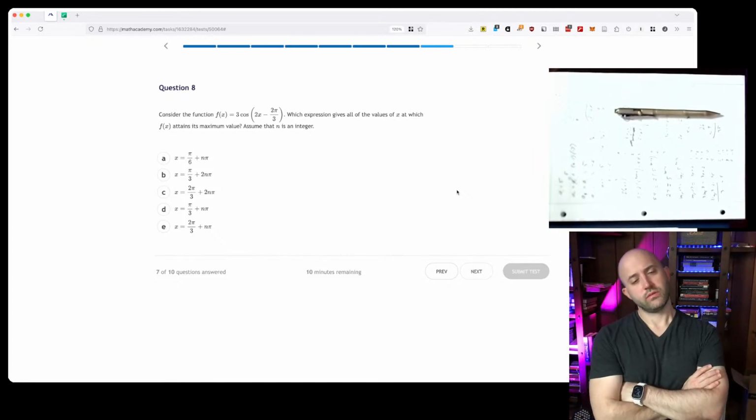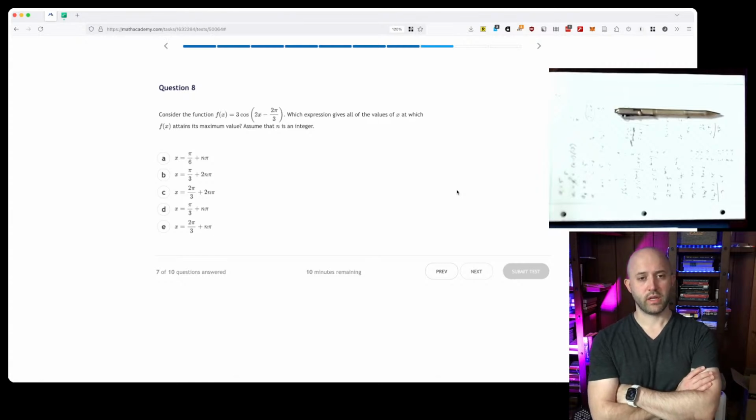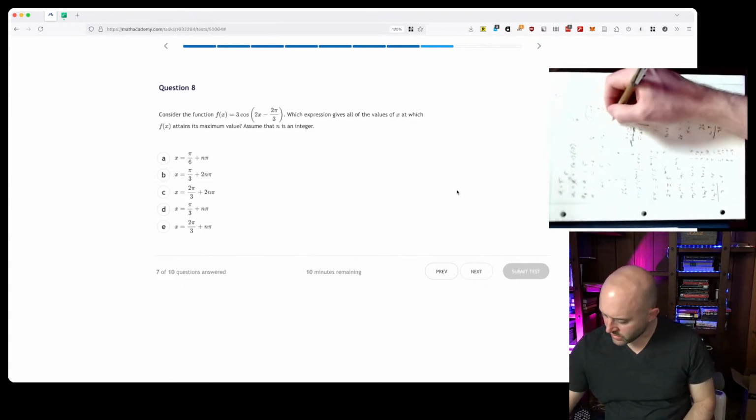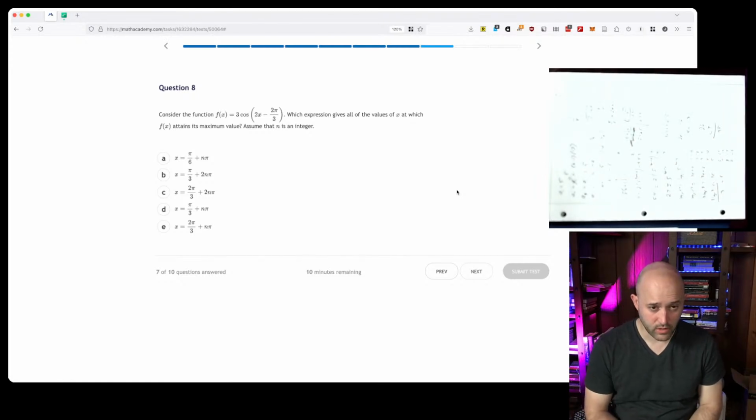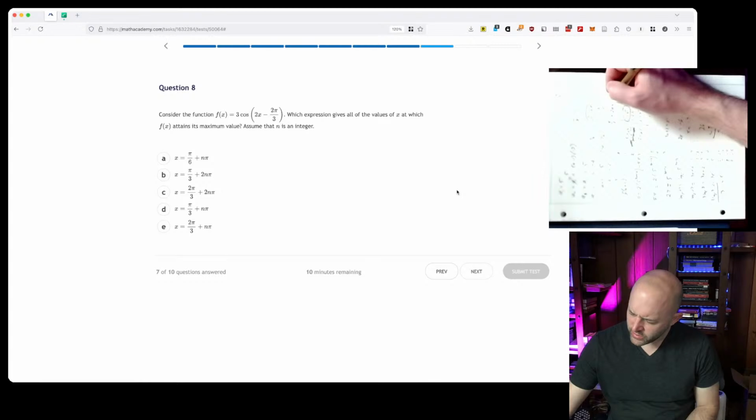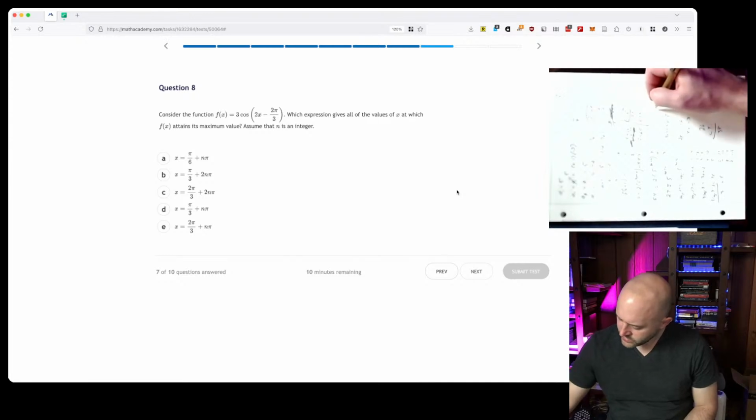3 cosine of 2x minus 2 pi over 3, which expression gives all the values of x at which f of x attains its maximum value. Assume that n is an integer. All of the values at which f is a maximum. Okay, well, it starts off with pi over 2 plus 2 pi n. No, this is cosine. So let me write this down. Cosine's a maximum at 0 plus 2 pi n.